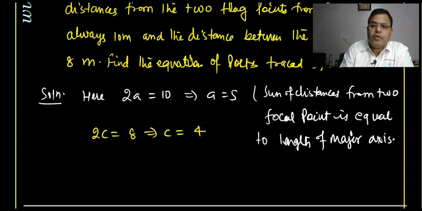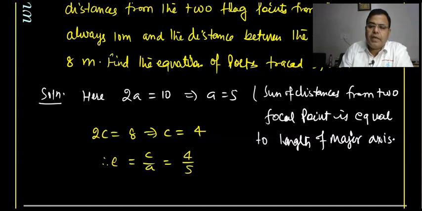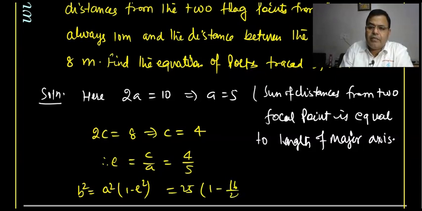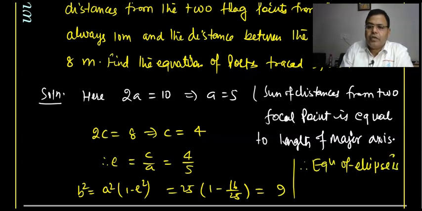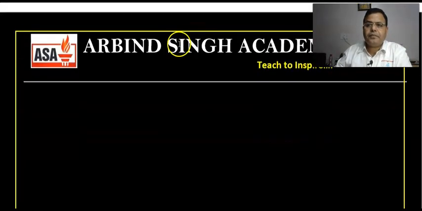C is equal to 4, and therefore eccentricity is c by a, that is 4 by 5. And b square is equal to what? a square into 1 minus e square, that is 25 into 1 minus 16 by 25, that is 9. So b square is 9, and therefore the equation of ellipse x square by a square, that is 25, plus y square by b square, that is 9, is equal to 1, which is the required equation of ellipse.